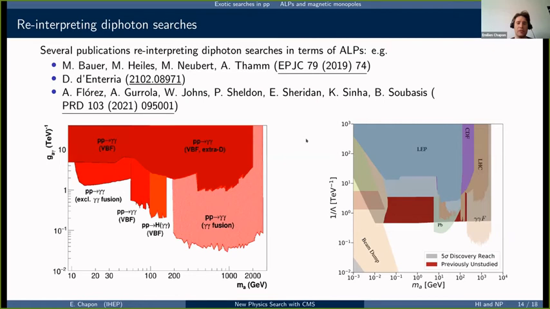So as I mentioned, this is not directly setting limits on ALPs, but several publications are available which are reinterpreting these results in terms of ALPs and putting them in this plane with the ALP mass and coupling. I'm putting 2 examples here, and a few examples of papers are listed here.